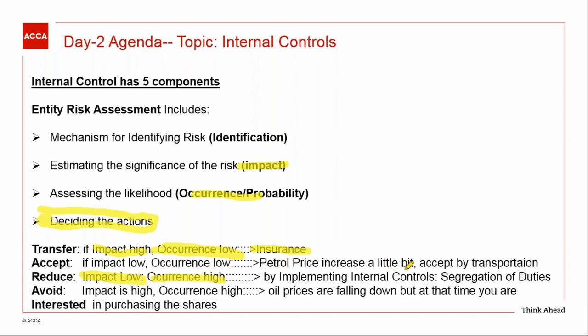So how can we reduce it? By doing segregation of duties, by implementing internal controls. So what are the internal controls that the organization will place? In the purchase department, the purchaser should be a different person, the booking of the purchases should be a different person, and the person who will make the payment will also be a different person. So everyone has a different responsibility, and this segregation of duties will reduce the risk. So that's the third strategy. So how can we reduce the risk, and in what scenario?